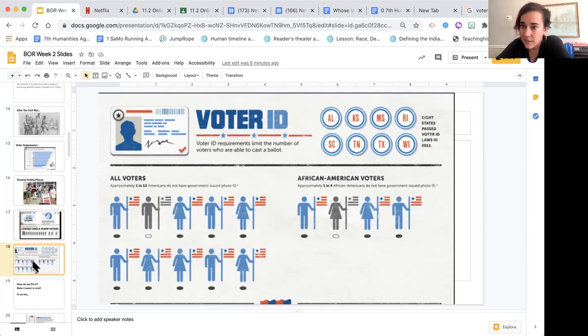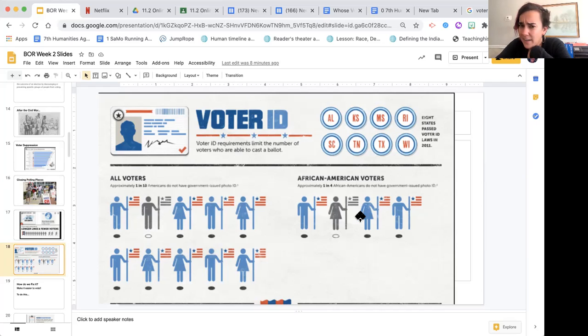The people who are passing these laws say that these laws are going to help prevent voter fraud, prevent people from voting under names that aren't theirs or voting when they shouldn't be voting. But there's very little evidence of voter fraud. What there is evidence of is that many people do not have a government-issued photo ID with their address on it. Across the country, it's about 1 in 10 who do not have a government-related ID. Among African-American voters, it's about 1 in 4 who do not have a government-issued photo ID.